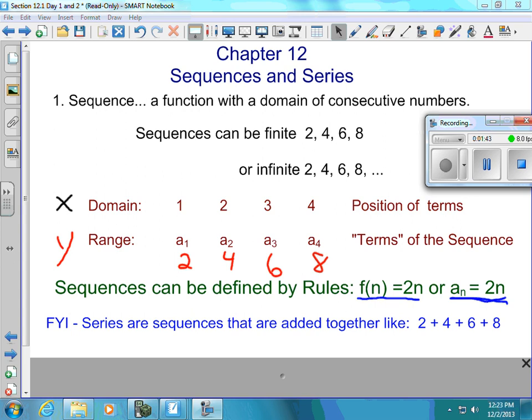Okay, so sequences will be defined by rules. F of n equals 2 times n, or a sub n equals 2 times n. And just for your information, FYI, series are sequences that are added together. So if I said find the series, or for this, the sum of the series, 2, 4, 6, 8 would get added together.